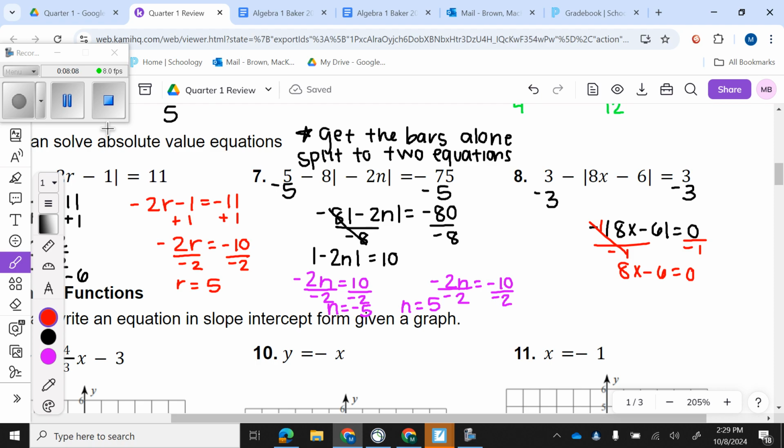All right, 0 is neither positive nor negative, so instead of having 2 answers on this, I'm just going to have 1. And I'm going to add 6 to both sides. 8x equals 6, divide by 8, and you're going to end up with x equals 3 over 4, or 0.75.